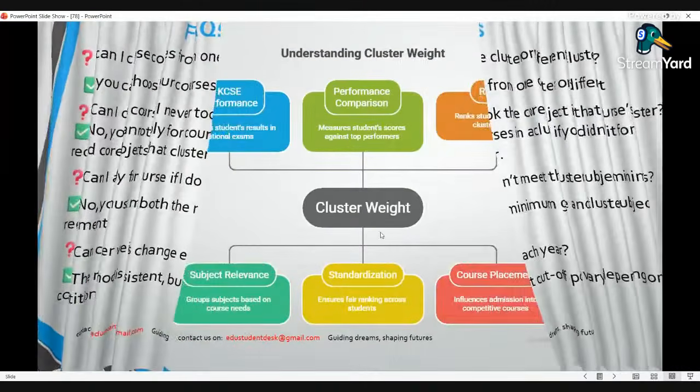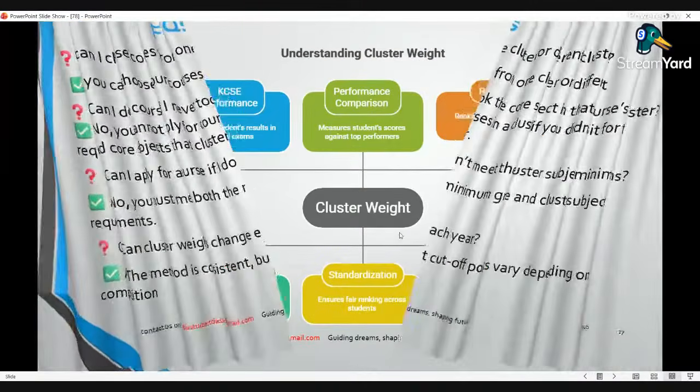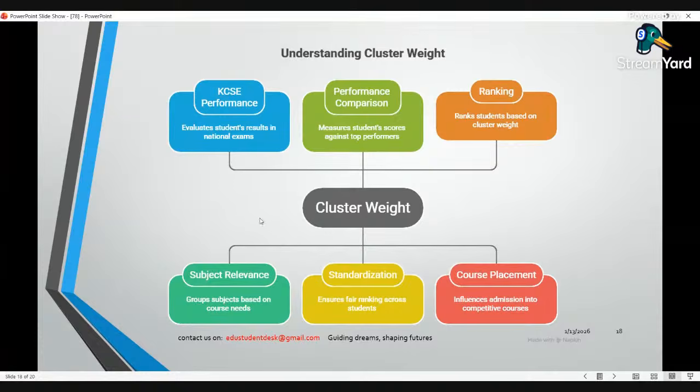So here is a summary of what we have talked about today. Cluster weight is made up of your overall KCSE performance. They use the cluster weight to rank you. Then KUCCPS uses it to see if it's relevant. Then it standardizes. Then it places you in your institution.